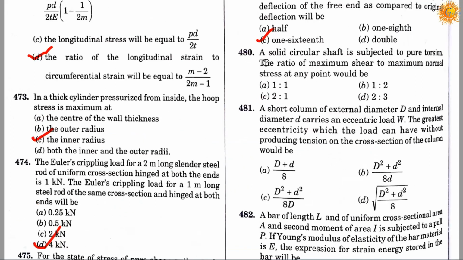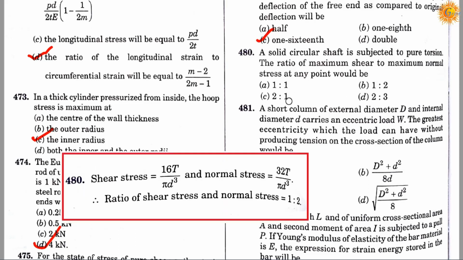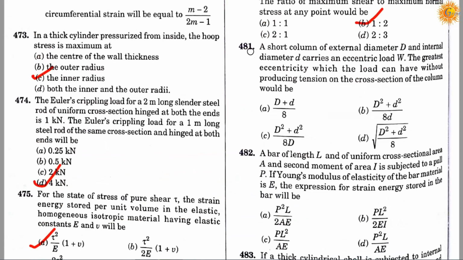Question number 480. A solid circular shaft is subjected to pure torsion. The ratio of maximum shear to maximum normal stress at any point would be: option A 1:1, option B 1:2, option C 2:1, option D 2:3. Correct answer is B. It will be 1:2.